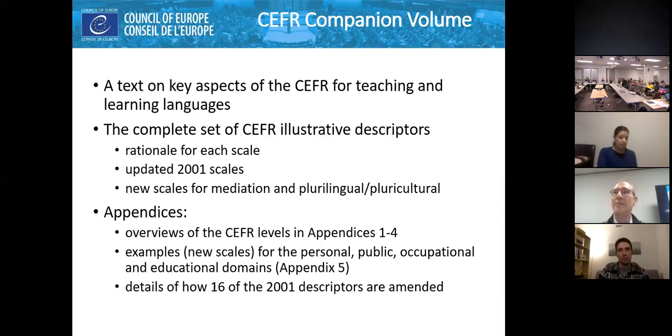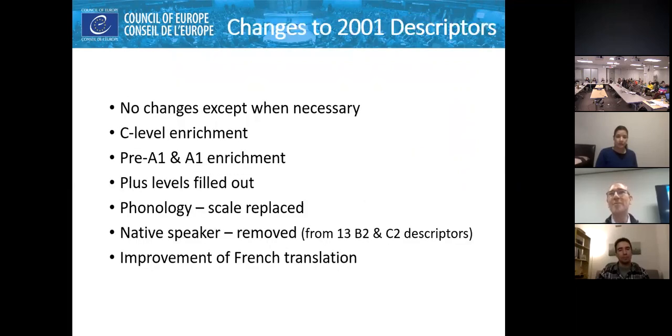And then there's a complete set of the descriptors, the old ones and the new ones, and they each come with a little rationale telling you what this scale is about and what the different constructs or sub-constructs in the scale are. And then there are a whole bunch of appendices with supposedly useful material. In terms of changes to the 2001 descriptors, we made very few changes, no changes except where necessary.